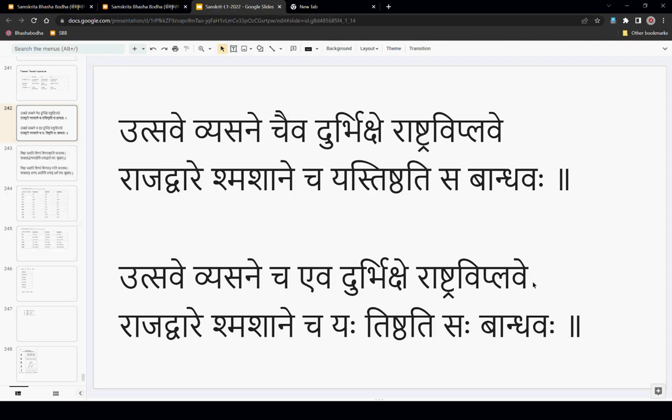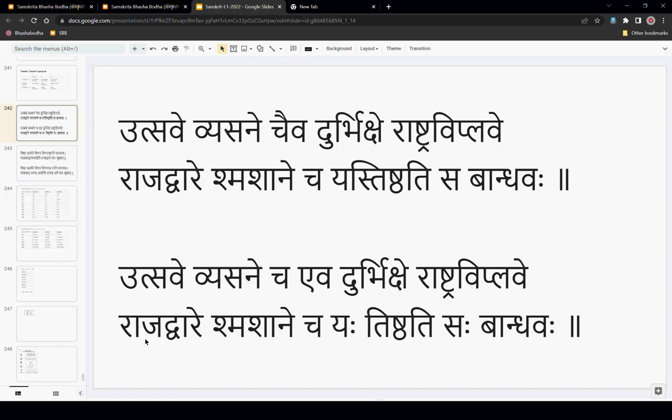Viplava also means like a yuddham, or a revolt, something is happening. Rashtra is a country in which a revolt is going on, or something. The country is not in a good shape. Rashtra viplave.